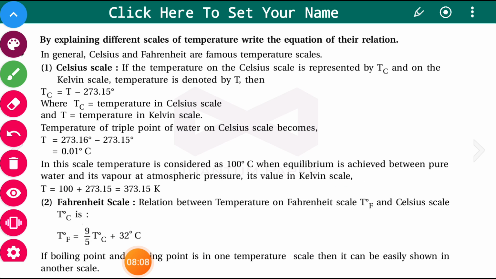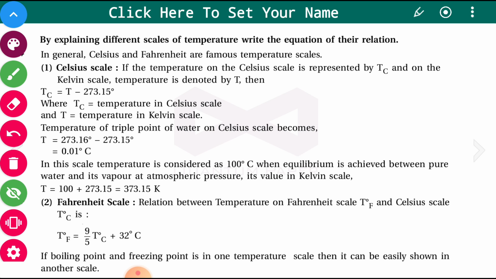Now there are different scales of temperature measurement. One is the Celsius scale. If the temperature on the Celsius scale is represented by Tc, and on the Kelvin scale it is represented as T, then temperature in Celsius is equal to T minus 273.15. This is very well known to you.